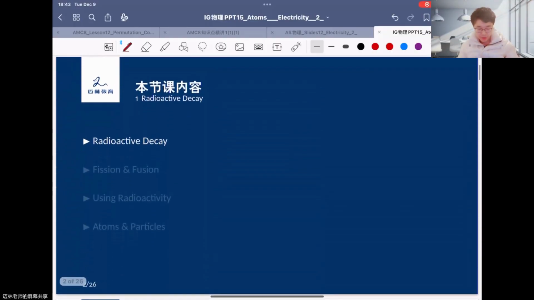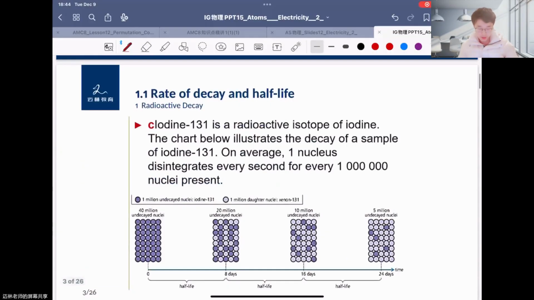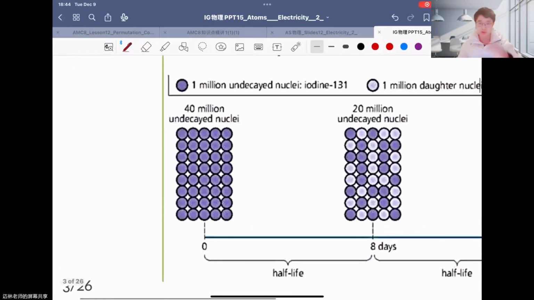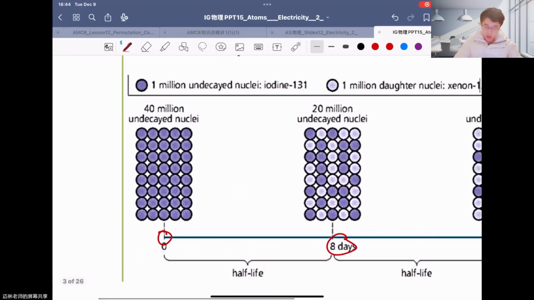Okay, so the first part we are learning about is radioactive decay. So let's move to this part. Here you can find there's a system with many particles or atoms inside. There are 40 million undecayed nuclei, all painted in purple, right? First it is at 0 days, and after 8 days, you can find half of the undecayed nuclei turn into decayed nuclei.